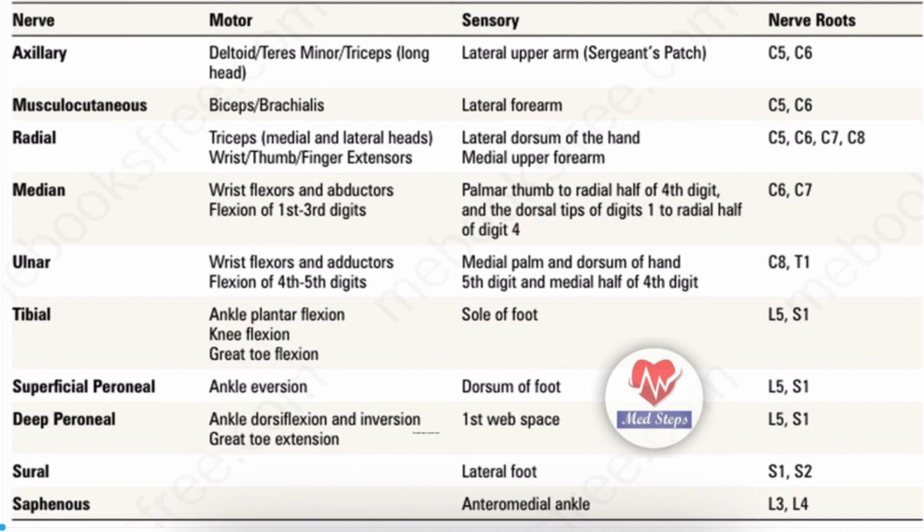So this is the sensory and motor innervation, and we also discussed some clinical importance in this video, of the sensory and motor innervation of the nerves in the upper and lower extremities.